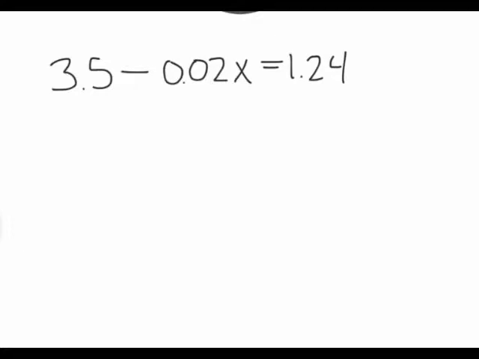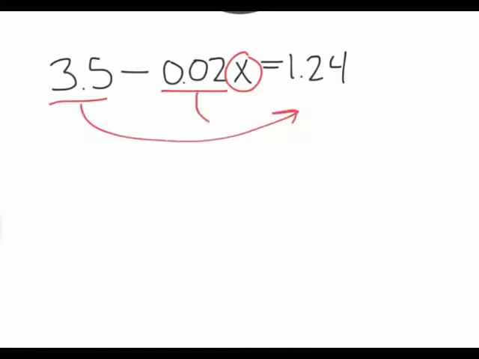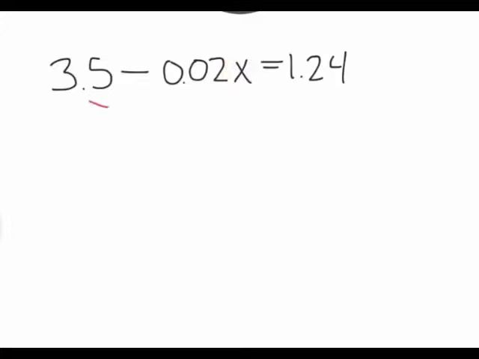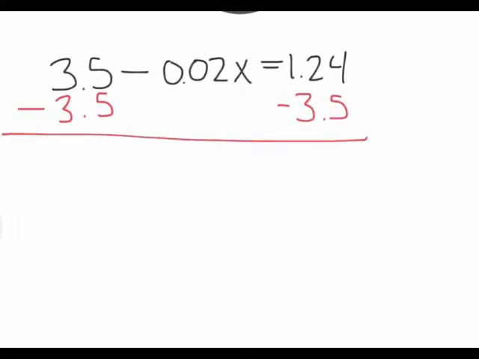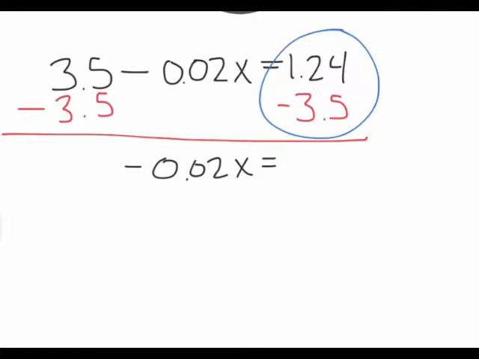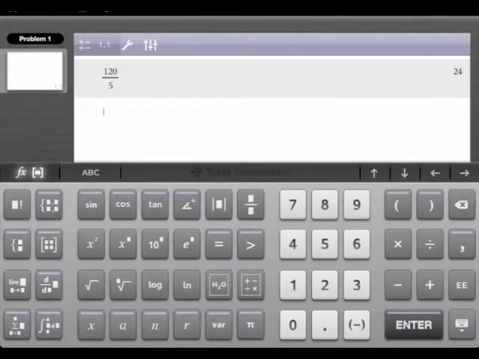First thing we're going to do is isolate the x by moving the 3.5 and the 0.02 to the other side of the equation. Which one do we do first? Well, work our way in toward the unknown, so let's move the 3.5 first. We move it by subtracting 3.5 from both sides of the equation, so we are left with negative 0.02 times x equals 1.24 minus 3.5. Negative 2.26.